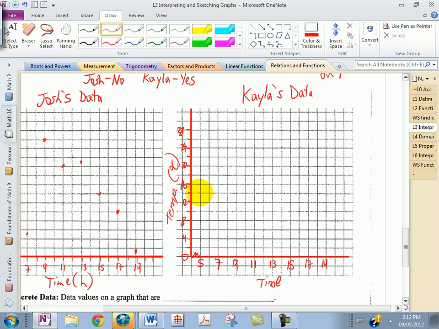At 5, it's at 12. At 7, it's 13. At 9, it's 15. 11, it's 19. 13, it's 24. 15 is 26. 17 is 25. And at 19 it's 21.